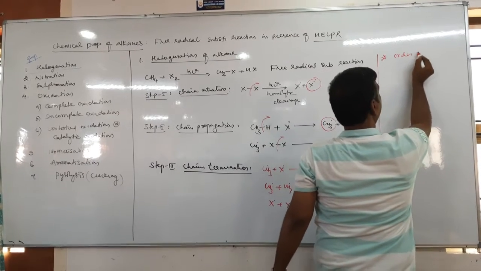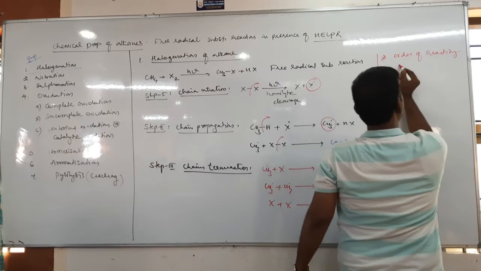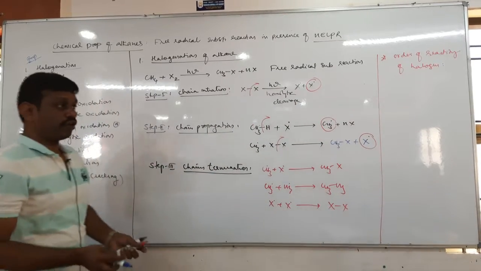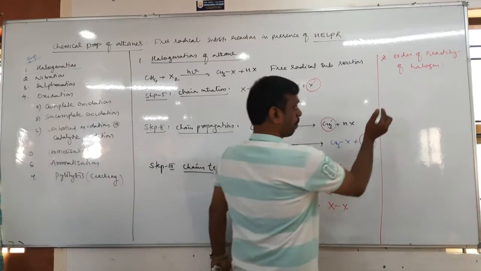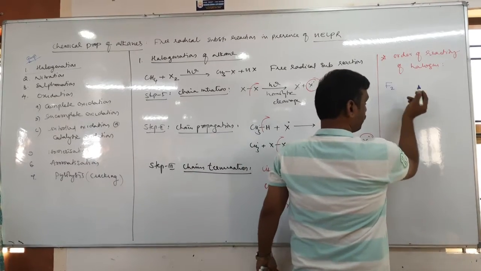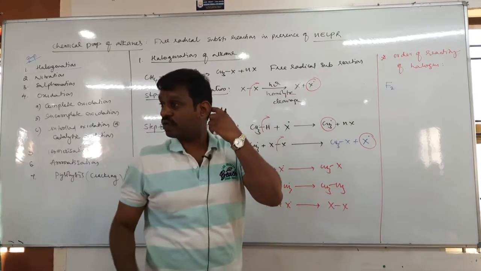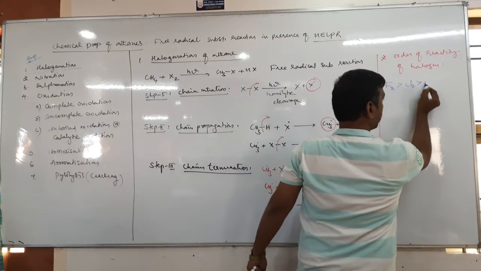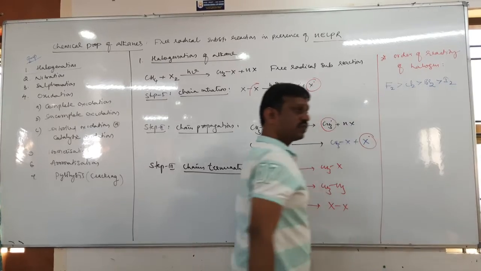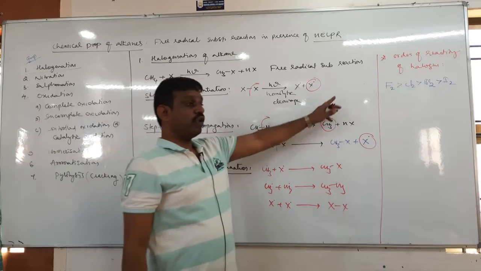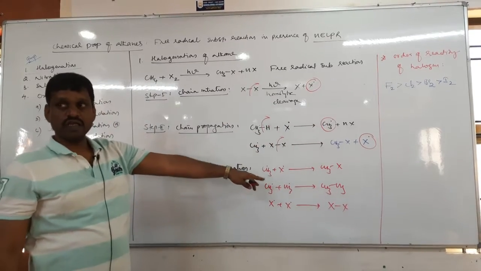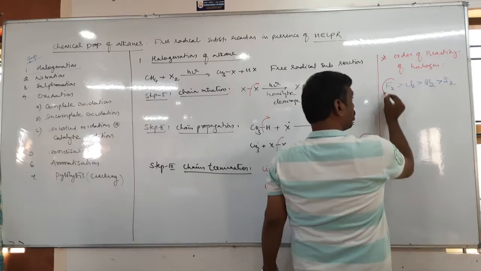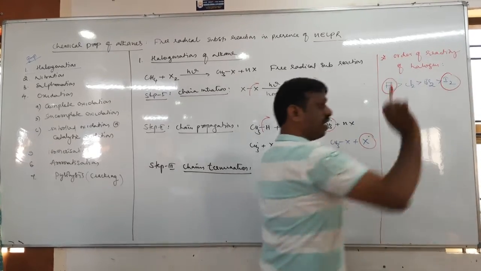Now tell me, what is the order of reactivity of halogen? So in this reaction, which halogen is more reactive? In last class we have studied halogen acids. In halogen acids HI is more reactive, yes or no? HI is more reactive, but here fluorine is more reactive than chlorine, then bromine, then iodine. Therefore fluorine is more reactive towards free radical substitution reaction. Fluorine is the most reactive towards this reaction, iodine is the least reactive.